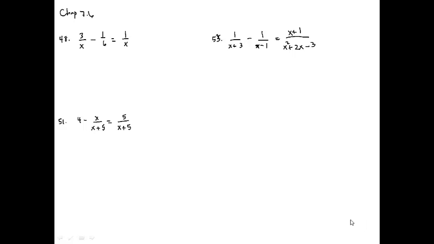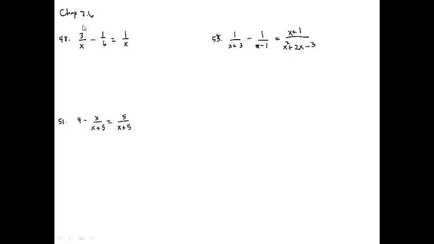All right, in Chapter 7.6, we are now solving rational equations. So when we say solve, the goal is to find the variable. What is x equal to? What's y? What's z? Whatever the variable may be, you're trying to figure out what it is equal to. So we're in the chapter review on page 579, looking at numbers 48, 51, and 55.